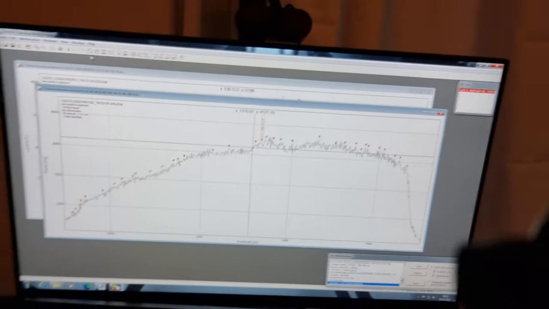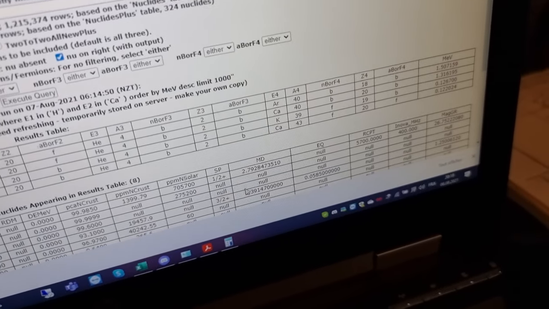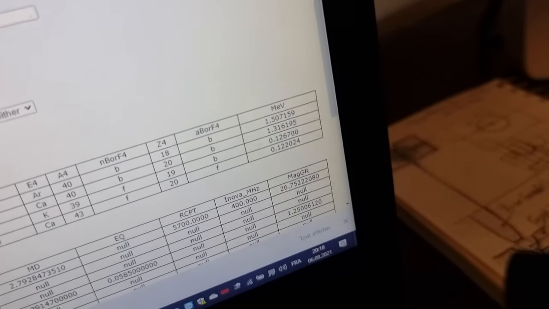H and calcium into nanosoft.co.nz. And if you do that with neutrinos, so a neutrino coming in on the left side, so that's a neutrino that would be synthesized, you end up by seeing helium and argon 40 being produced. And that is the most likely reaction, with a yield of 1.507 MeV. So, is that interesting? I don't know.